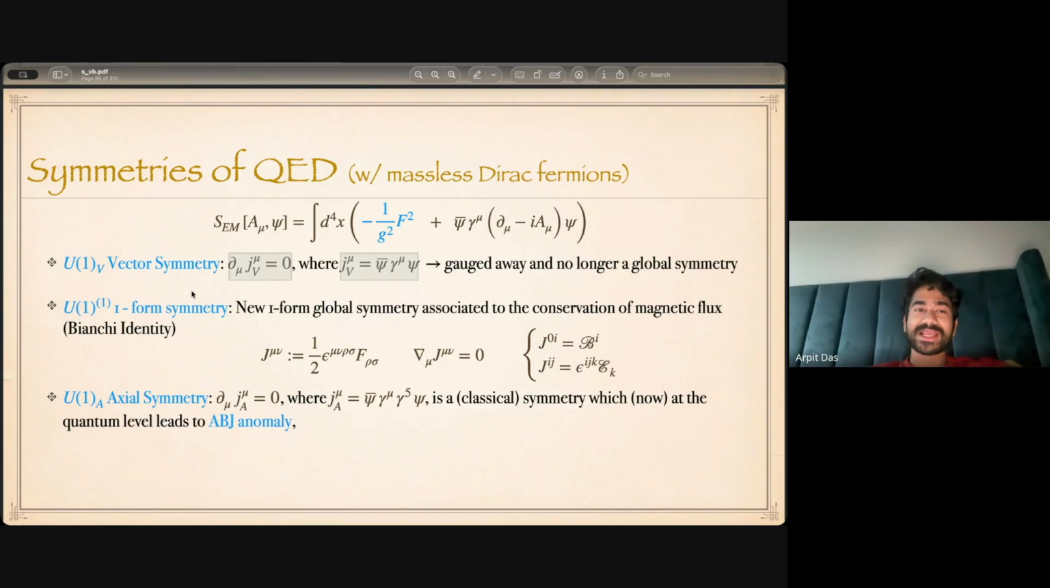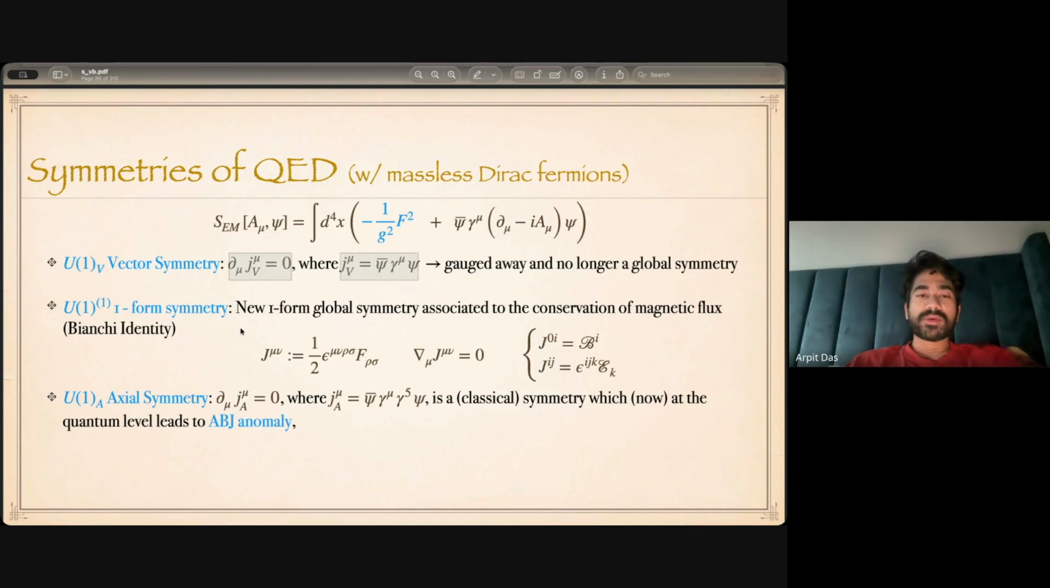So we have a gauge symmetry, which is the vector symmetry associated to the vector phase rotations, psi bar gamma mu psi. But since this is a gauge symmetry, we won't care about it. It's not a true symmetry of our theory. It's just a redundant description. We also discussed this one form global symmetry, which is the Hodge dual of the field strength, and it is conserved by the Bianchi identity. And if you recall from your electrodynamics course, then you can write down the magnetic and electric field as some components of this Hodge dual of the field strength.